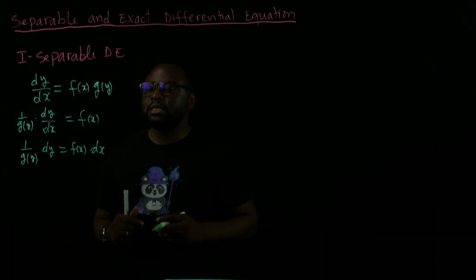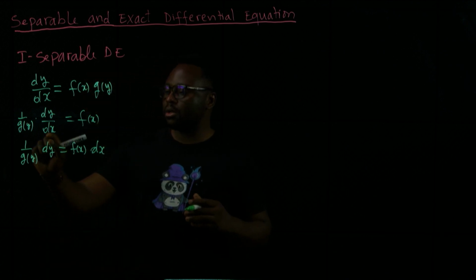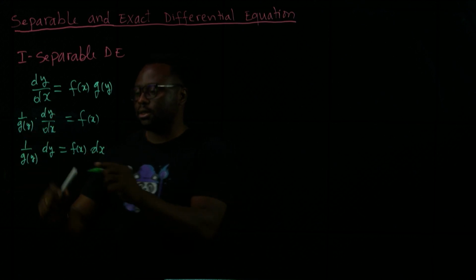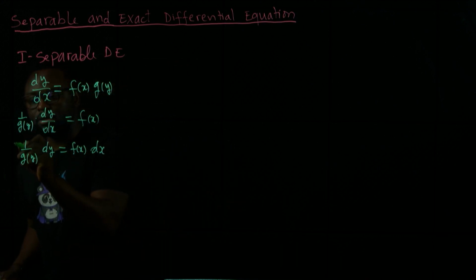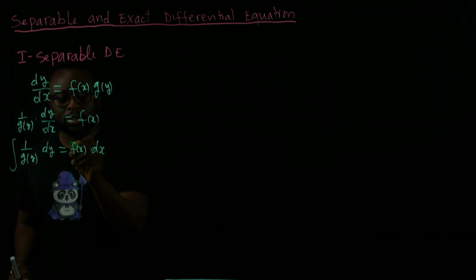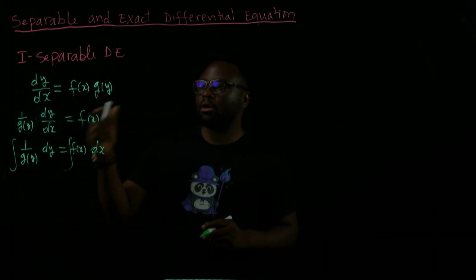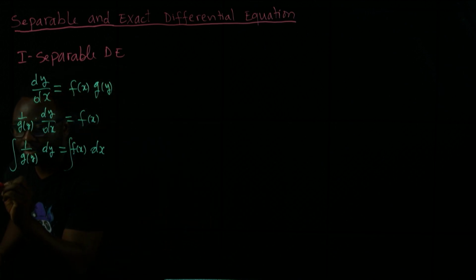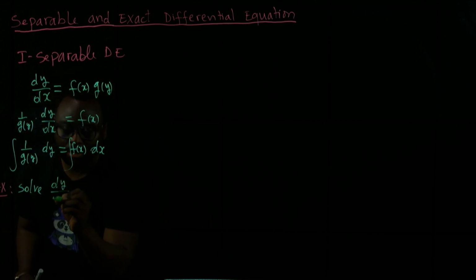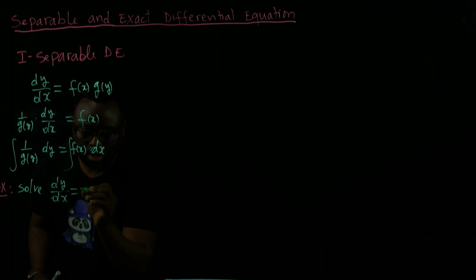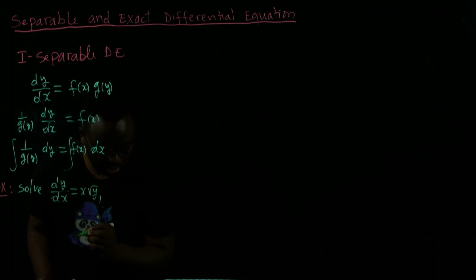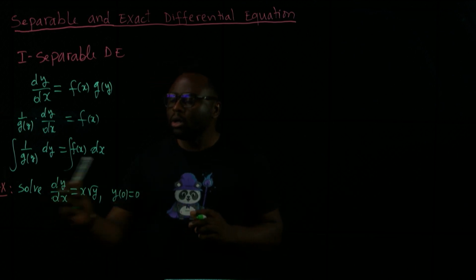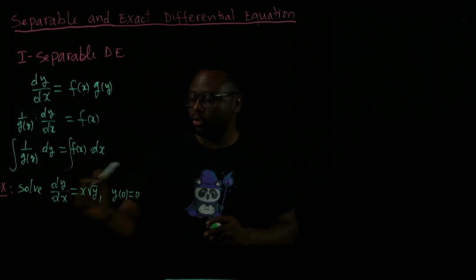From here, it is easy to continue because, as I said, we have separated the variables. x is on this side and y is here. So we just have to integrate this and obtain the solution. Let me give you an example. Solve dy over dx equals x times square root of y, subject to y of 0 equals 0. So I want us to use what I just explained to solve this question.